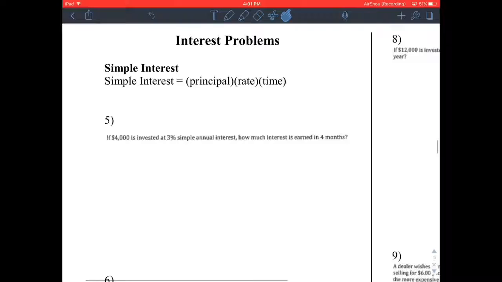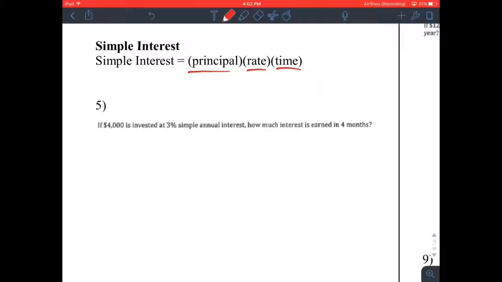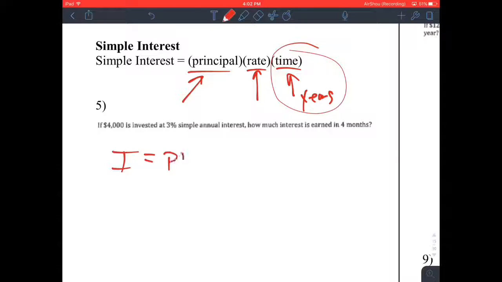Do a couple simple interest problems. Simple interest can be found by taking the principal times the rate times the time. So let's look at number 5. I should tell you what these words mean. Principal is how much money you're investing. The rate is some kind of a percent as a decimal. And the time is going to be in years for this formula. That's really important. Time has to be expressed in years. So interest equals P times RT.